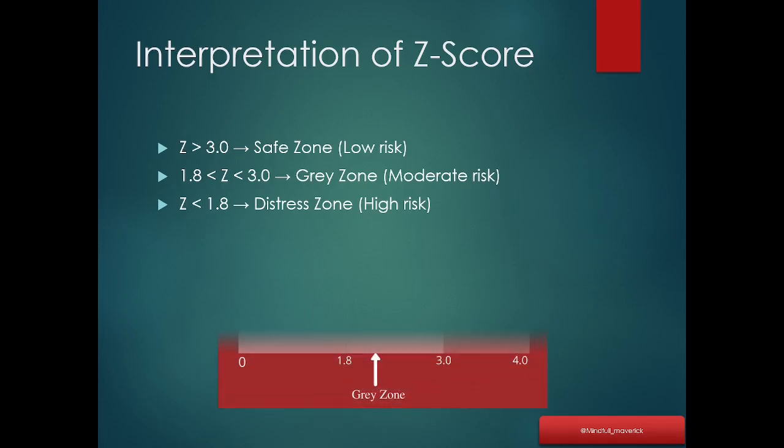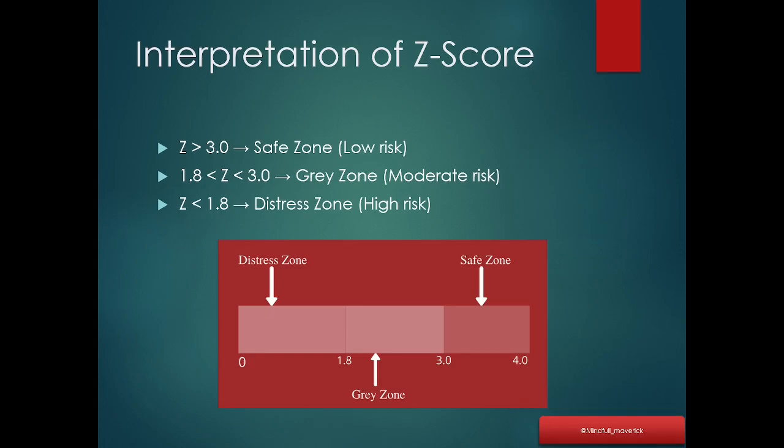So as you can see on the screen, there are brackets. If the score of a firm is 0.0 to 1.8, then the firm is in the distress zone. If the score is between 1.8 to 3.0, then the firm is in the gray zone. And if the score is between 3.0 to 4.0, then the firm is in the safe zone.